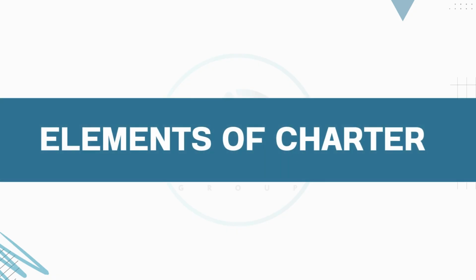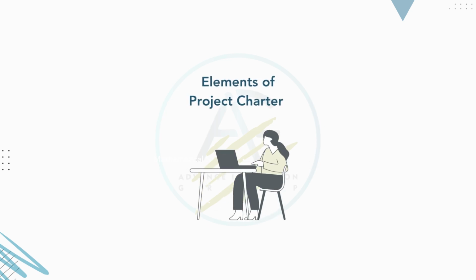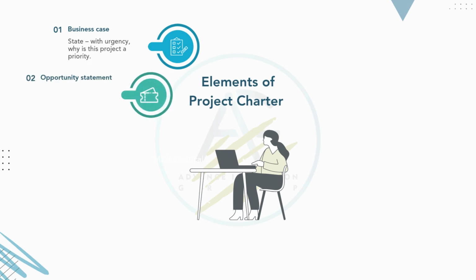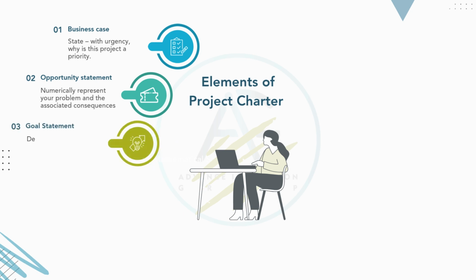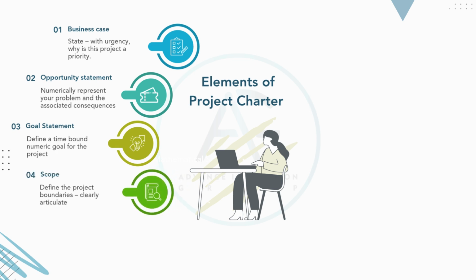Elements of project charter. 1. Business case. State, with urgency, why this project is a priority. 2. Opportunity statement. Numerically represent your problem and the associated consequences. 3. Goal statement. Define a time-bound numeric goal for the project. 4. Scope. Define the project boundaries. Clearly articulate what is included and what is not.